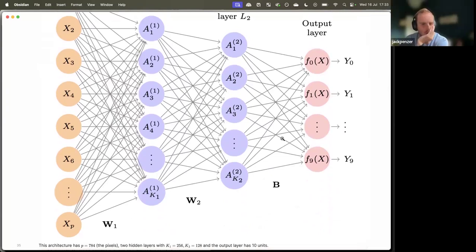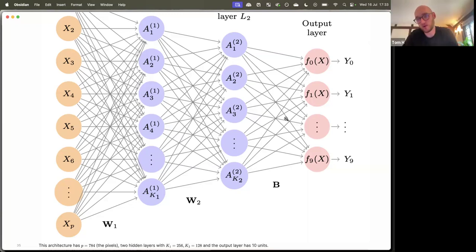Just to clarify the question, when we say better than others, do you mean better than other neural network architectures, or like the traditional approaches that we were looking at? Better than other neural network architectures.